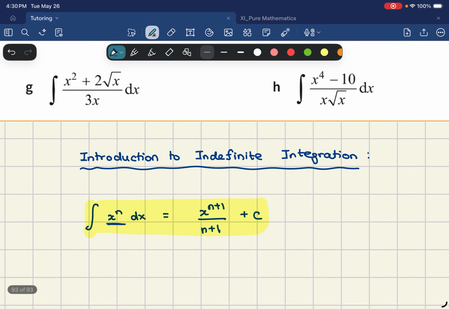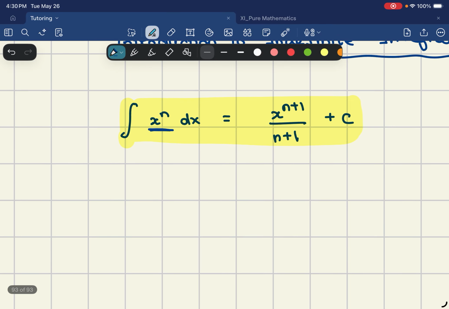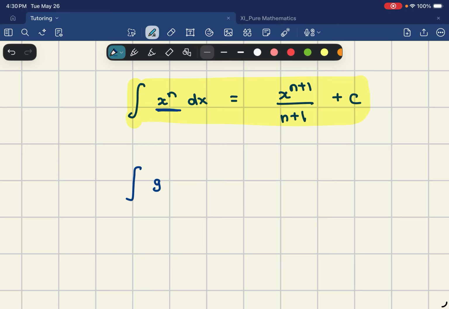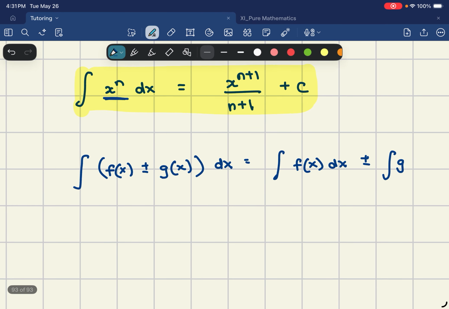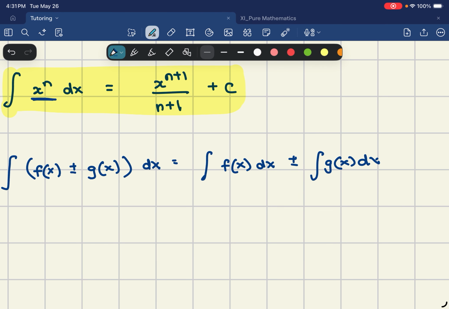Alright. So now you have this. Now what happens if you integrate f of x plus or minus g of x dx? Integration is a linear operator. So that means it's just the integral of f of x dx plus or minus the integral of g of x dx.